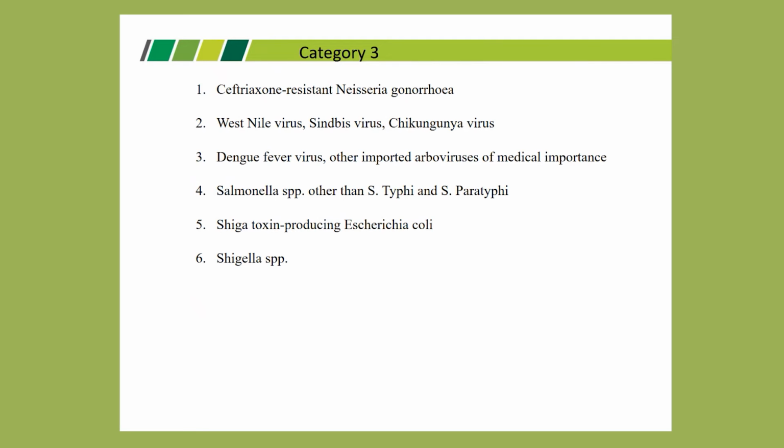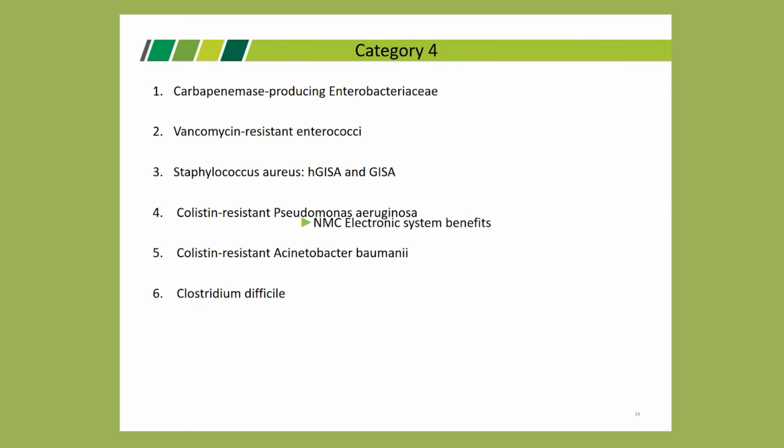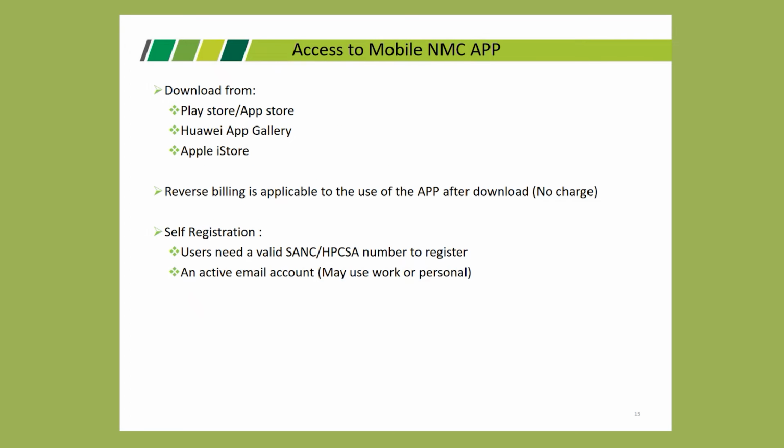For example, salmonella is typhi, Salmonella typhi or Salmonella paratyphi, that's category 3. But to ensure that there is follow-up, the environmental health practitioner needs to do maybe water testing. Category 4, this is also notifiable by the lab only, but you need to see that your patient is treated and followed up. Access to your mobile NMC app.